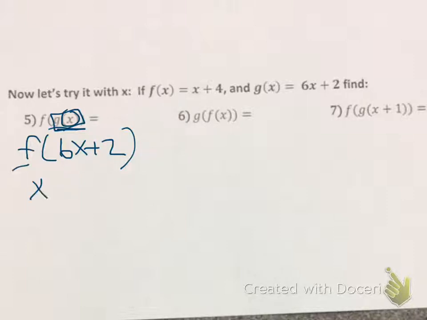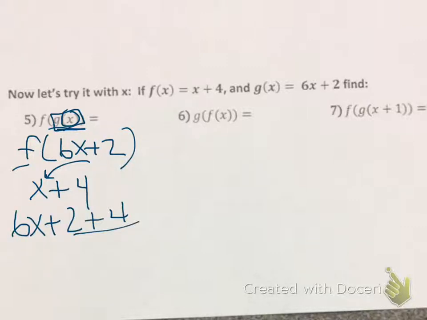So my f function is x plus 4. In place of the x, I'm going to put 6x plus 2. So I'm going to go 6x plus 2 plus 4. So I get 6x, and then 2 plus 4 is 6. So my solution for this is 6x plus 6.